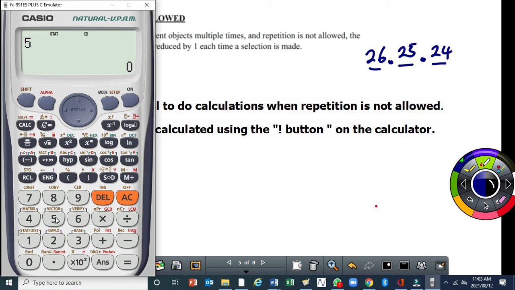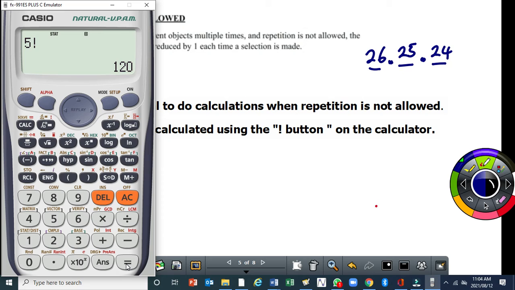Right? So that would be 5 factorial. Right? Then you press equals, it gives you that. Okay? Now, we use this function whenever you have got questions on the counting principle where repetition is not allowed. But you have to be very careful.